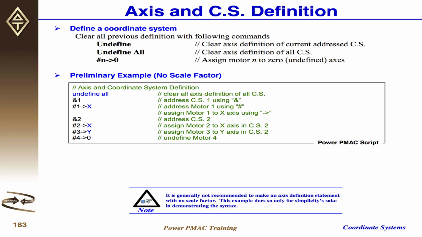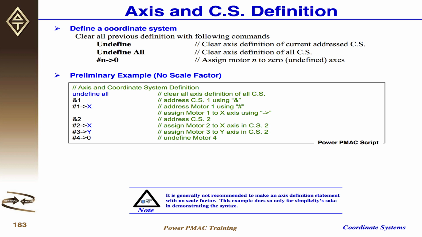If you have a motor that you want to remove from a coordinate system, you can say #n->0. Doing that means it is assigned to no axis at all in the coordinate system and therefore is removed from the coordinate system. So an example could be this here.